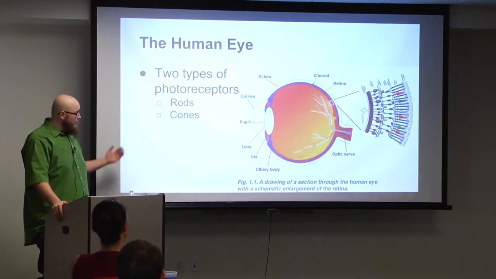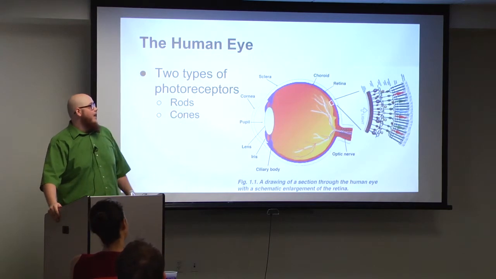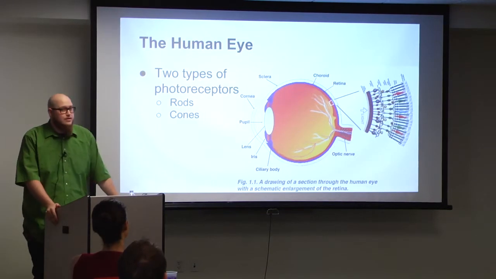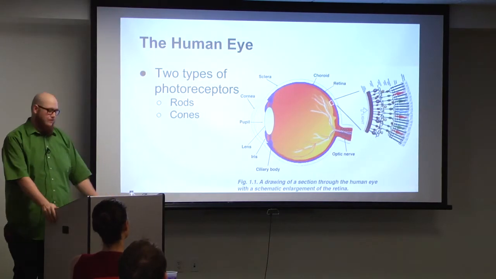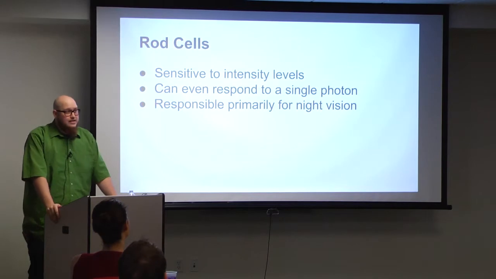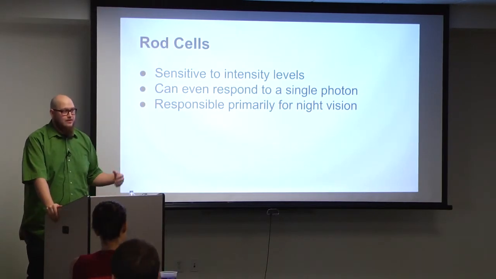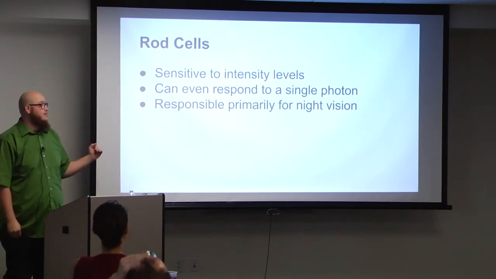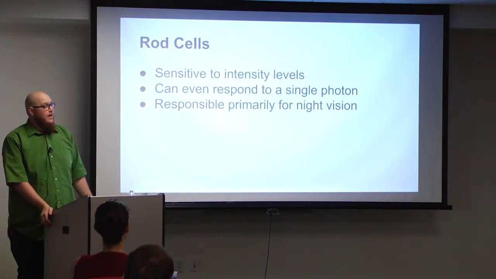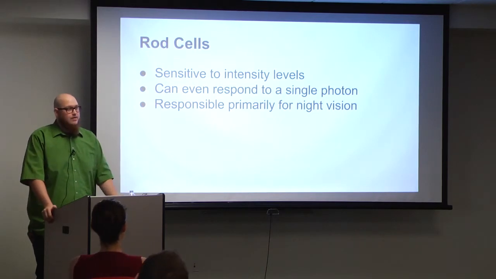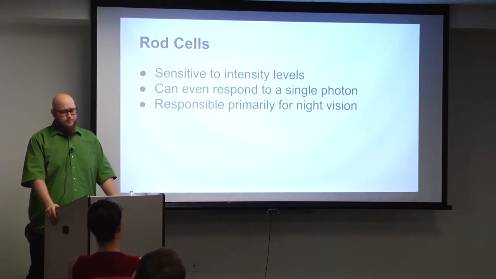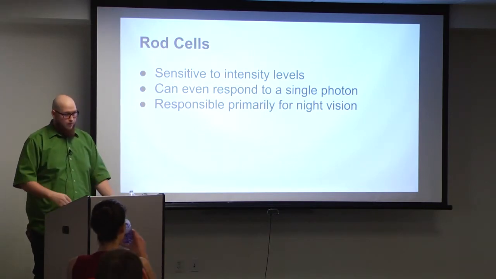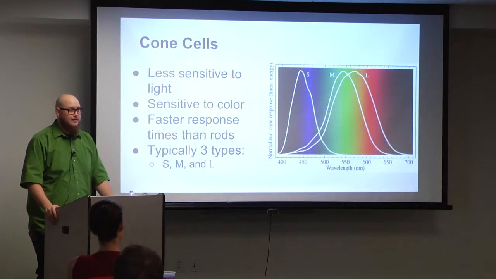So basically, light enters your eye, and it hits your retina at the back, which is loaded with two types of photoreceptors. There's rod cells and cone cells. The rod cells are sensitive to different light intensities, and they are sensitive enough to respond to a single photon. And so these are primarily for night vision or lower light vision, as well as helping determine different light levels when you're walking around in the daytime.